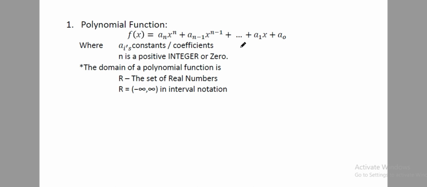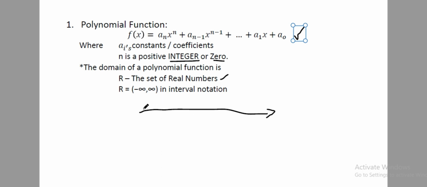If you're given a function and it resembles a polynomial function of this form, where our a sub i's are coefficients or constants, meaning they are specific numbers, and n is a positive integer or 0, meaning the exponent must not be a fraction, then of course the domain of this polynomial function is always the set of real numbers. Or in interval form, we have negative infinity to positive infinity.